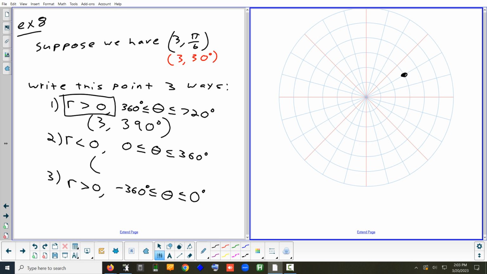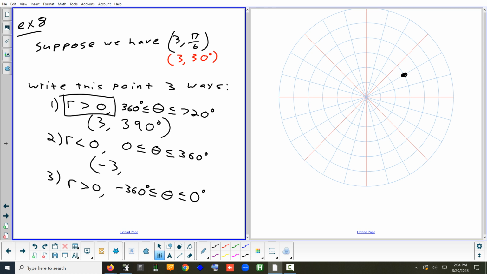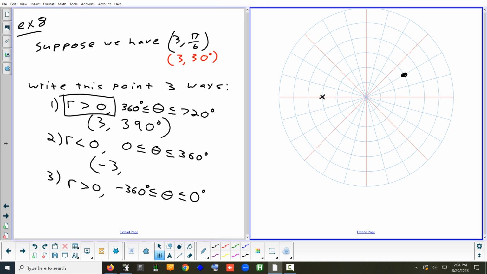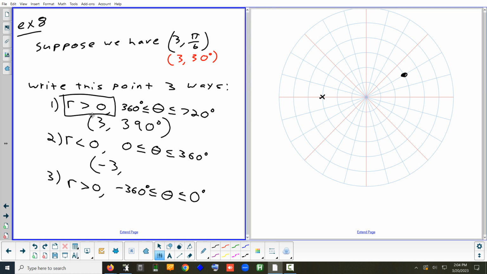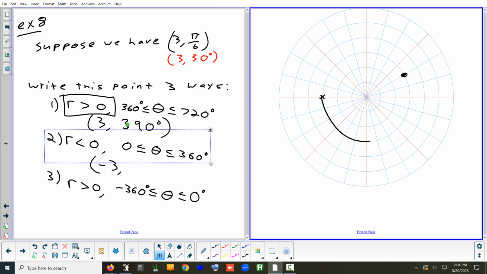Okay, how about the second one? This time they said the radius has to be less than 0. So what would it have to be? It's got to be negative 3. So you're going to start 3 units to the left. And now it's just a matter of which way do they want you to rotate to get to the point. Do they want you to go clockwise or counterclockwise? Counterclockwise, right? Because they want a positive angle. So positive angle is counterclockwise. Negative is clockwise. So counterclockwise is going to be this way. We have to figure out what that is.